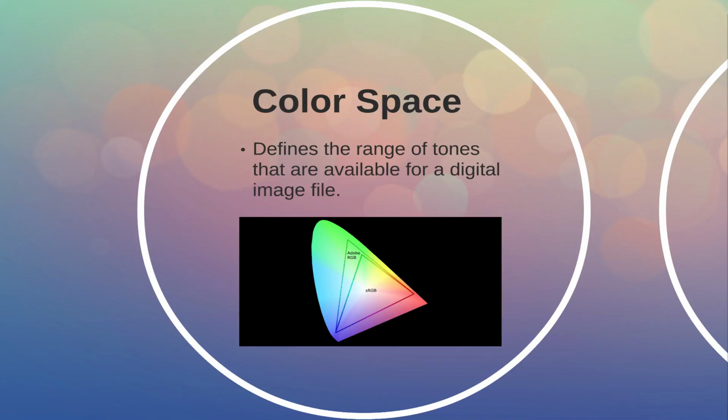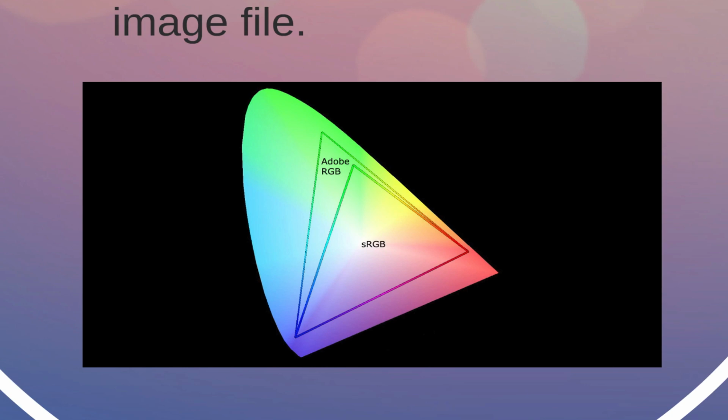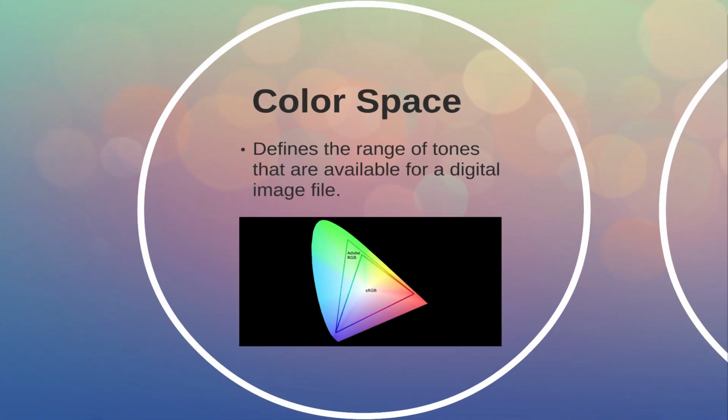When working with Lightroom, another term that is used quite often is color space. A color space defines the range and tones of color that are available for a digital image file. This illustration shows the difference between two commonly used color spaces. This includes the Adobe RGB space and the sRGB color space. From this illustration, we can see that the Adobe RGB color space allows a greater range of colors than the sRGB space.